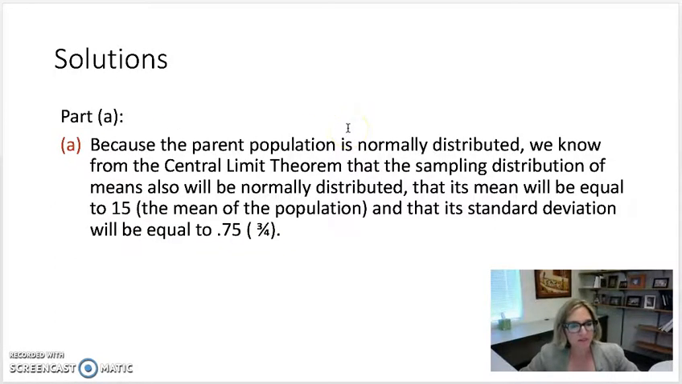For part A, it's straightforward. Because the parent population is normally distributed, we know from the central limit theorem that the sampling distribution of means also will be normally distributed, and that its mean will be equal to 15, the mean of the population, and that its standard deviation will be equal to the standard deviation divided by the square root of n, which in this case is 3/4 or 0.75.